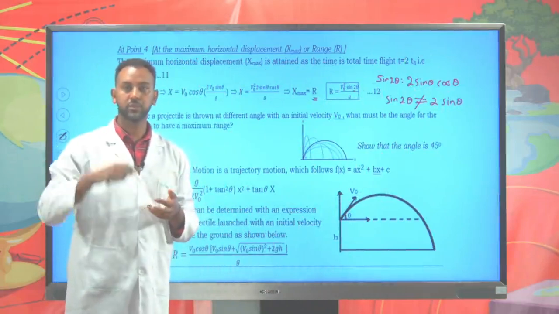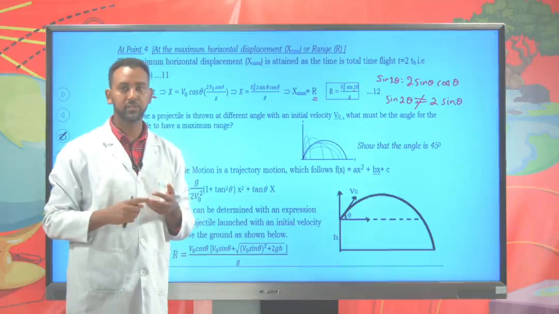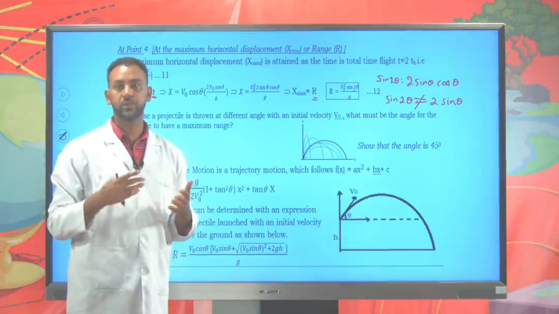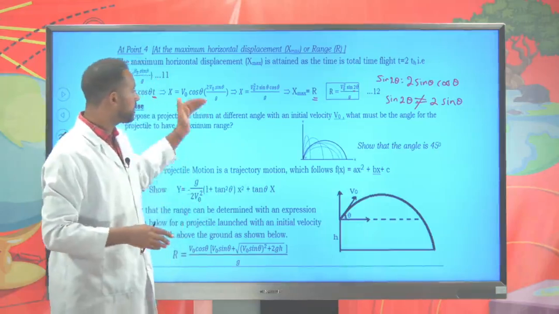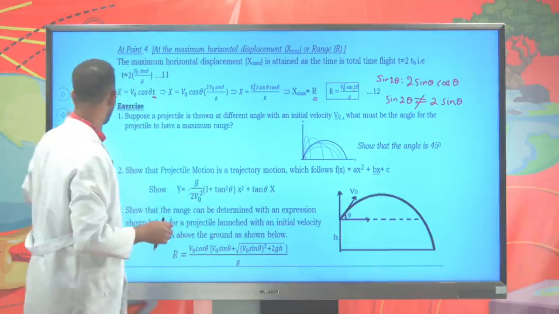It's possible to determine the vertical component, h maximum. It's possible to determine the velocity component at different locations. So these are the most important points.